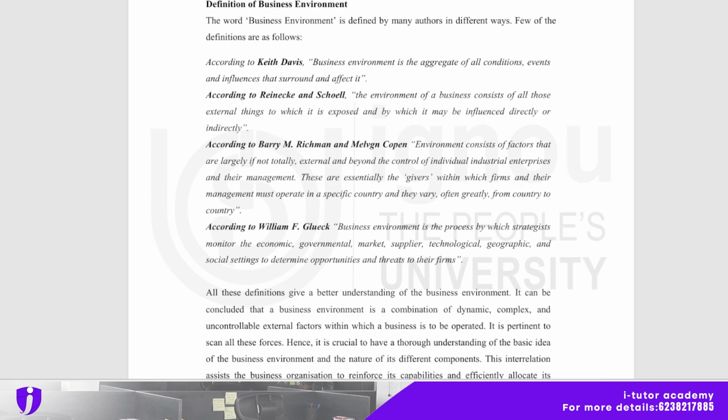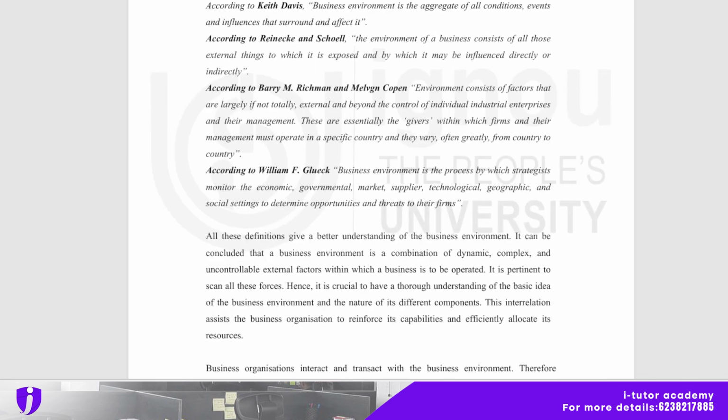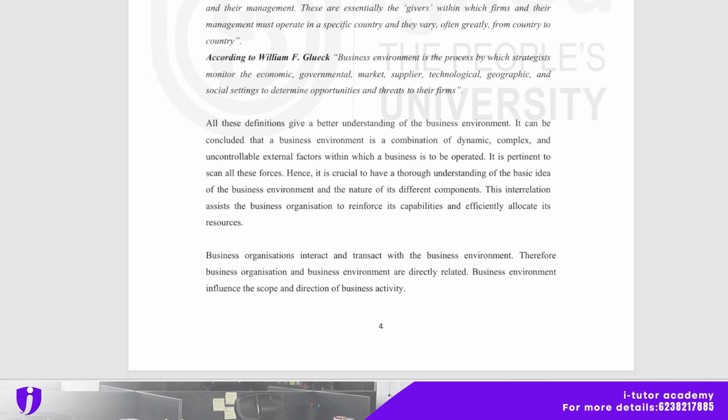According to Barry M. Richman and Melvyn Copen, environment consists of factors that are largely, if not totally, external and beyond the control of individual industrial enterprises and their management. These are essentially the givens within which firms and their management must operate in a specific country, and they vary, often greatly, from country to country. According to William F. Glueck, you just take care of the spelling; pronunciation you can do your own way. Business environment is the process by which strategists monitor the economic, governmental, market, suppliers, technological, geographic, and social settings to determine opportunities and threats to their firms.